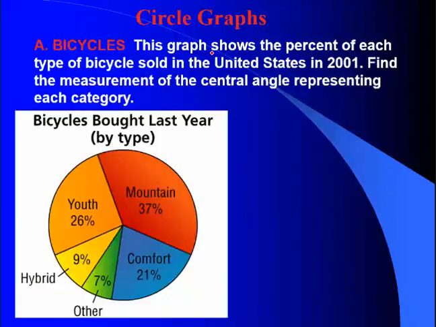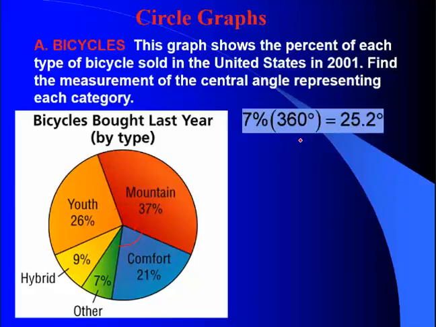Circle graphs. This graph shows the percent of each type of bicycle sold in the United States in 2001. Find the measurement of the central angle representing each category. Okay, so I have percentages here. I don't actually have angle measures, but we know that the whole circle is 360 degrees. So I'm actually taking 37% of 360, 21% of 360, and so on. So all we're doing is percentage problems here.